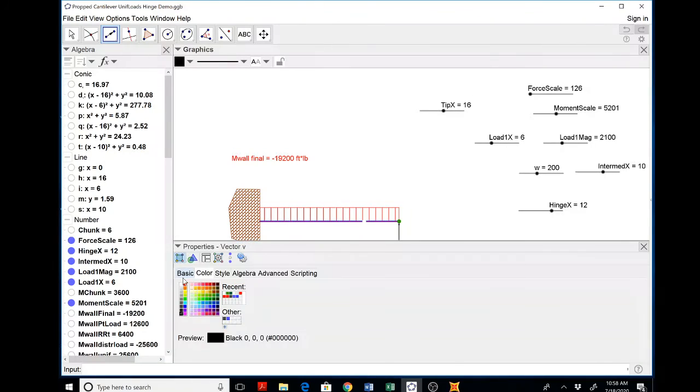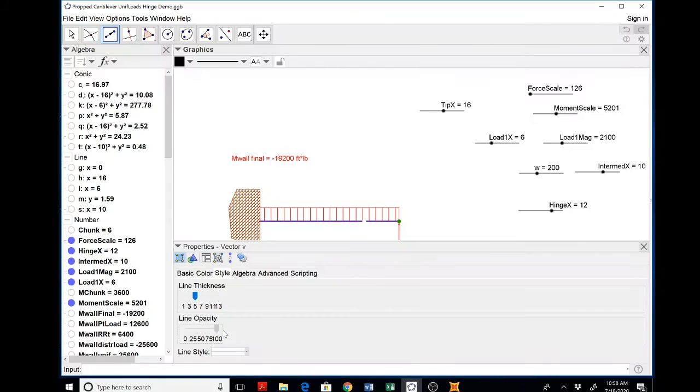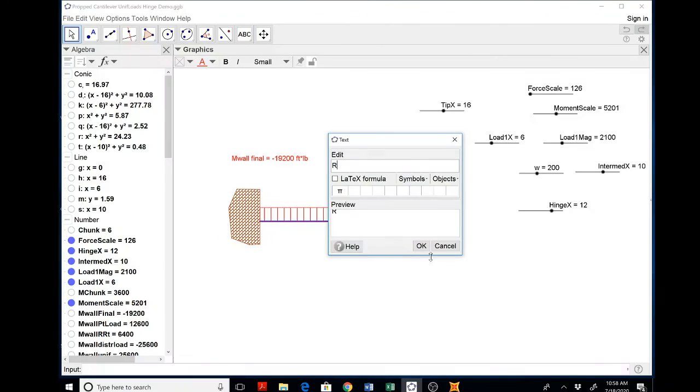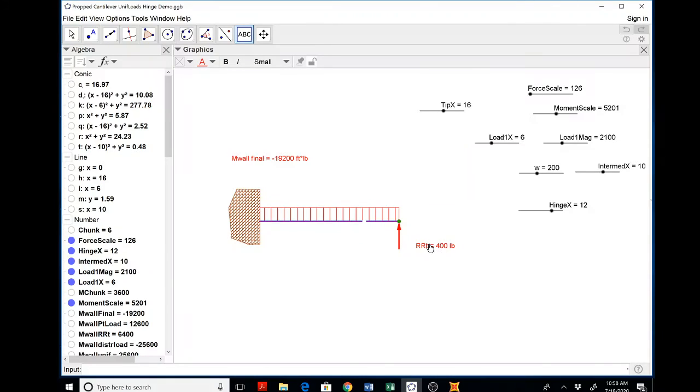Should I go faster? I can go faster. Boom. And I could even put that in here if I want. R right is, of course, that's pounds in the United States here. Okay, so we have a very nice compact way of attacking the moment in the wall here, the reaction.